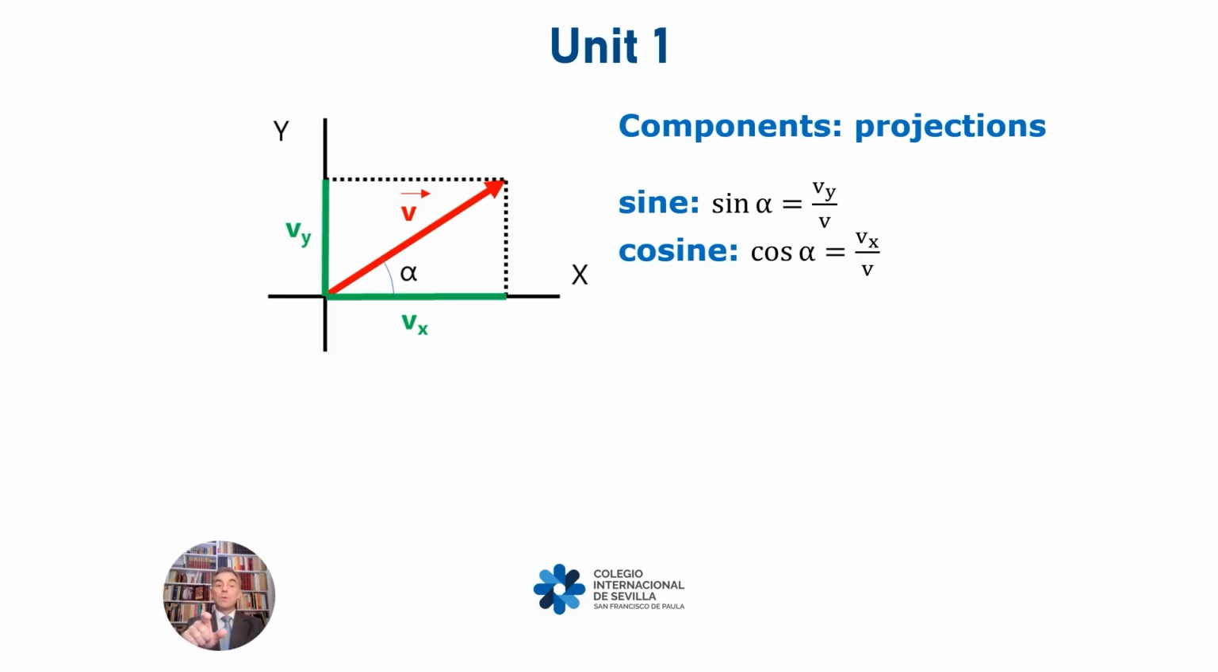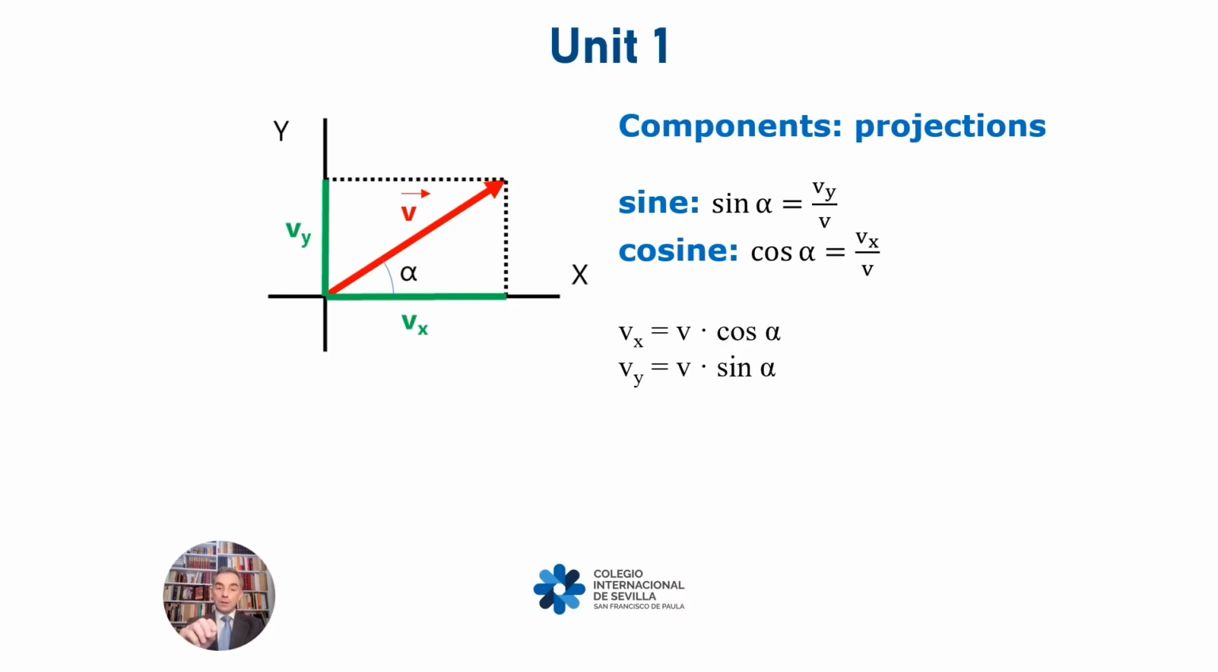Therefore, if we want to calculate the value of Vx, of component x, it equals V times the cosine of alpha, because cosine of alpha equals Vx divided by V. Therefore, Vx equals V times cosine of alpha. And if we want to calculate the value of the opposite, the vertical component, the opposite side to the angle, it is Vy equals V times the sine of alpha, because we have defined the sine as Vy divided by V.